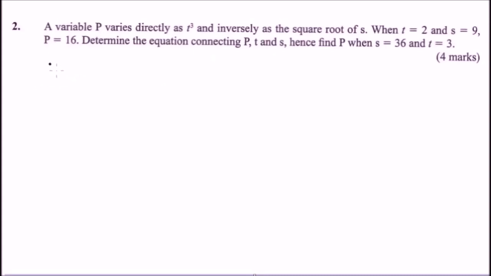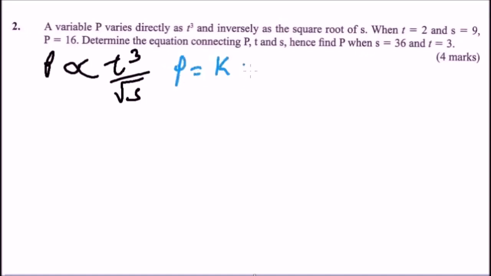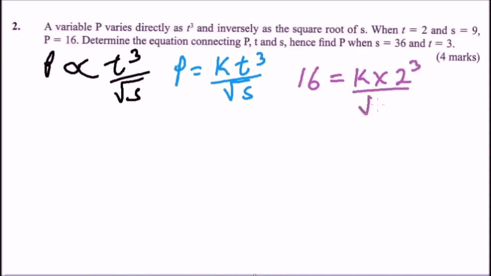We first of all write the relationship between p, t and s. So we are told p is directly proportional to t cubed, and inversely proportional to the square root of s. Once we have that, then we can write the equation connecting p and t and s. So our p is equal to k t cubed divided by the square root of s. Since we are given t is equal to 2, s is equal to 9, and p is equal to 16, we can get our k by writing 16 is equal to k multiplied by 2 cubed, the value of t, divided by the square root of 9, which is the value of s.